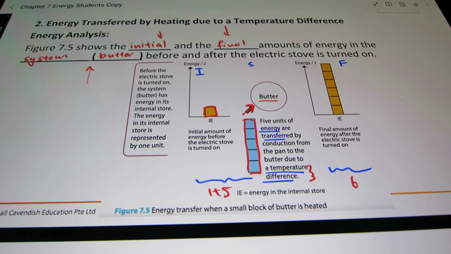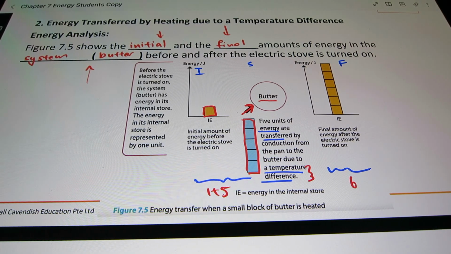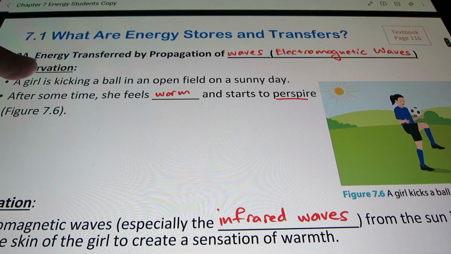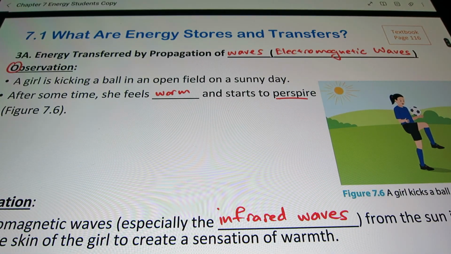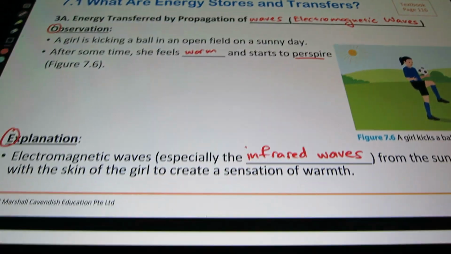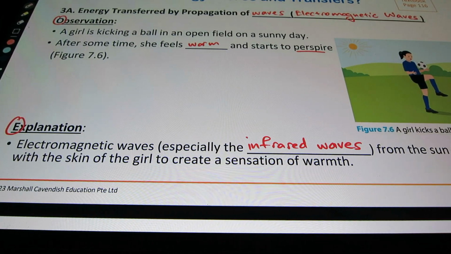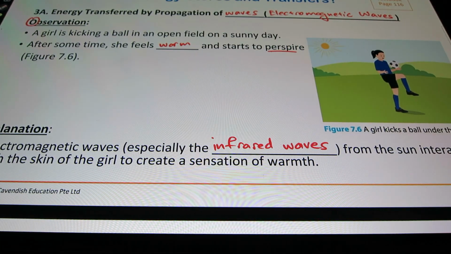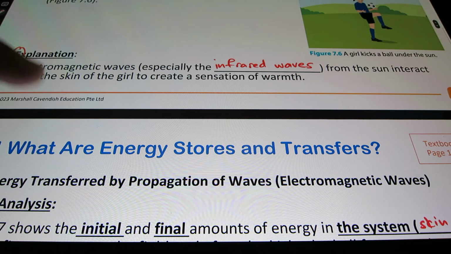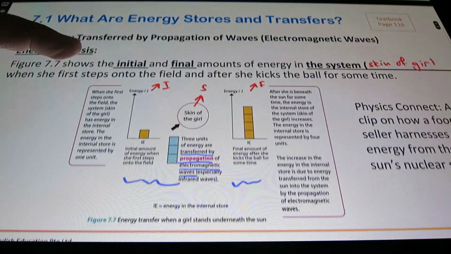The next few examples are examples of all the possible means in which energy transfers can occur. I've covered 2, which are mechanically and via temperature difference. The next example is via electromagnetic waves, via propagation of electromagnetic waves. I just leave this here. You can have a look at the O, E and A: the observation, the explanation, and of course, the energy analysis. Pause it at any time.